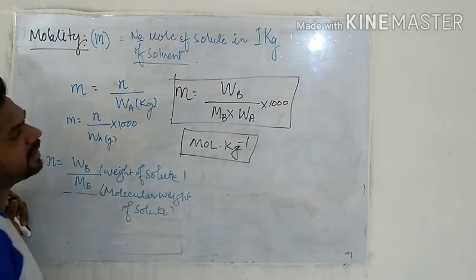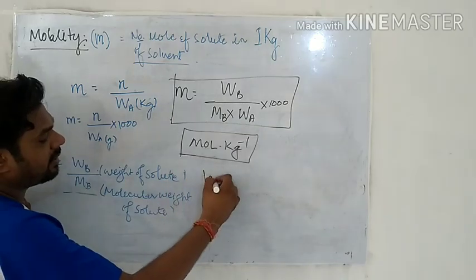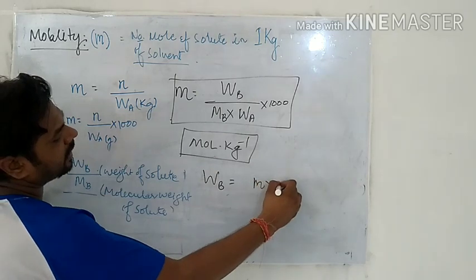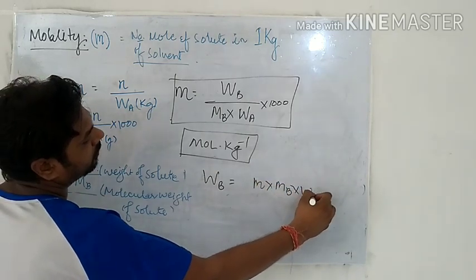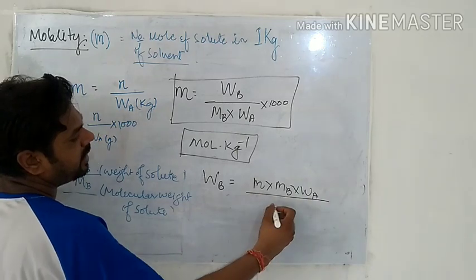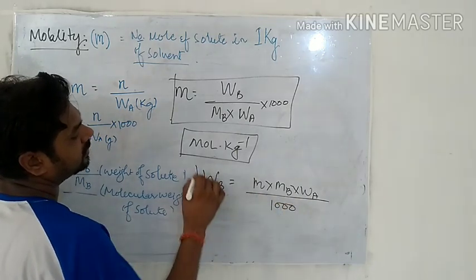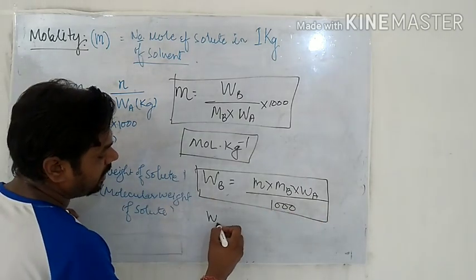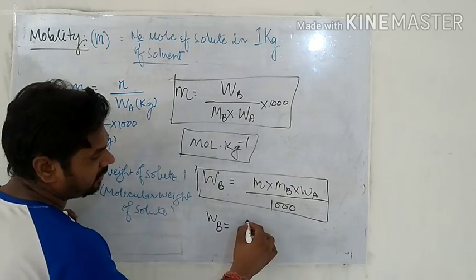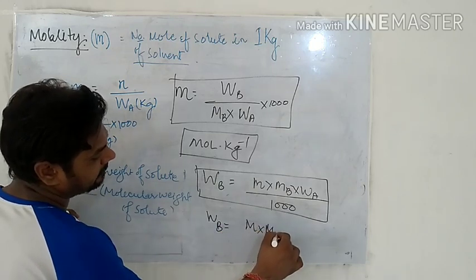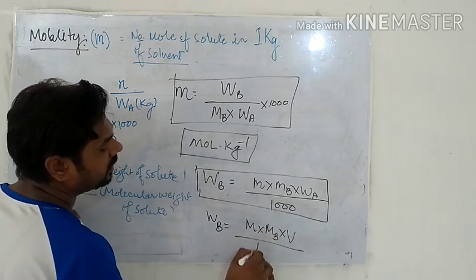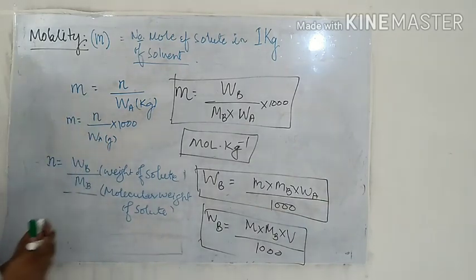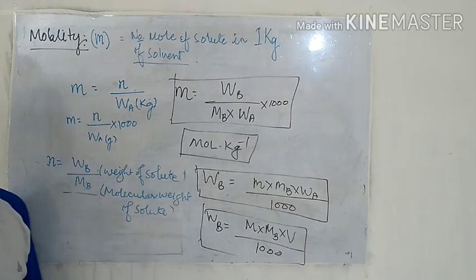Or we can also write the formula in terms of weight. Weight of solute can be given as molality into molecular weight into weight of solvent, that is WA, upon 1000. So that is m MB WA over 1000. In the case of molarity, it was M MB V over 1000, and this was m MB WA over 1000. So this was the terms molarity and molality.